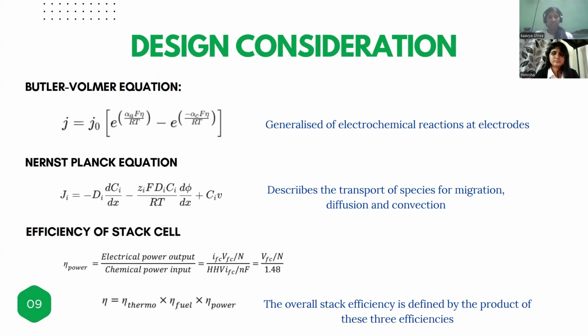Now, talking about the Butler-Volmer equation. The key reason we are choosing this equation for the design consideration is because it describes the reaction kinetics. The equation helps model the rate of electrochemical reaction at the electrodes, considering both the processes of oxidation and reduction. It also provides us the current-voltage relationship, and along with that, it also accounts for the overpotential.